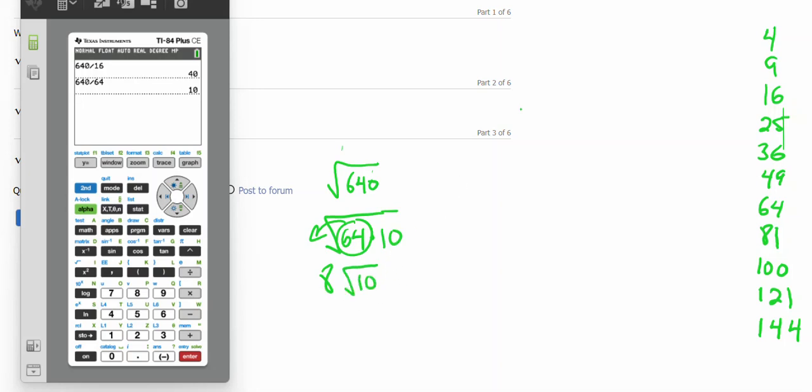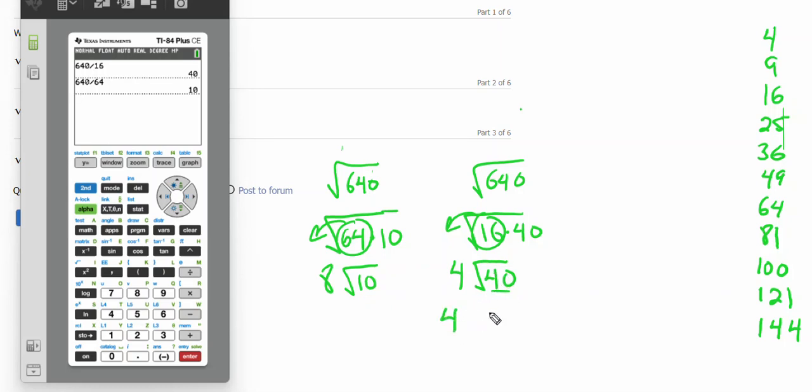Now if we had done 16 and 40, so if we would have said, okay, the square root of 640 is the square root of 16 times 40, then we could have said, well, the 16 gets to come out, so the square root of 16 is 4. So now I have 4 root 40. Okay, well those don't look the same, but what about this? I can still break down 40.